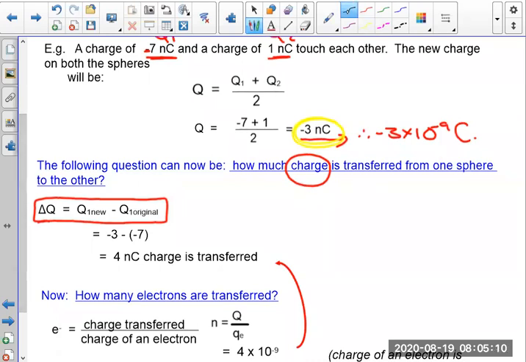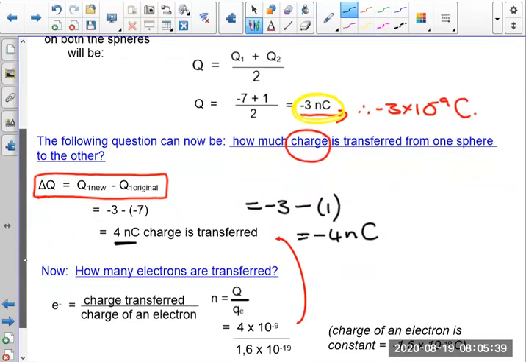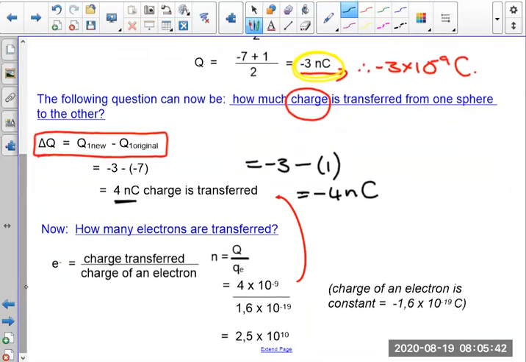I'm going to show you that. I'm going to say minus 2, and then minus, because that's part of the equation, and then I put in 1. Minus 2 minus 1 gives us a total of minus 4 nanocoulomb, which is the same as this one, which is just positive 4 nanocoulomb. So either one of the two can work for how much charge is transferred. And then the third question can be how many electrons are transferred.